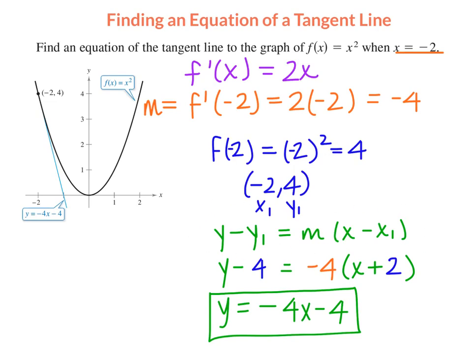So I know that I can use this equation to find the equation of the tangent line, but I need a y1 and an x1. I already have an x1 here, so I need to plug the -2 into the original function to find the point at which our tangent line is going to cross through on that original curve. So that's the point (-2, 4). I plug that in here, and y equals -4x minus 4 is the equation of our tangent line to x squared when x equals -2.